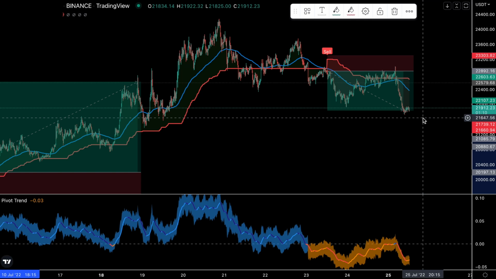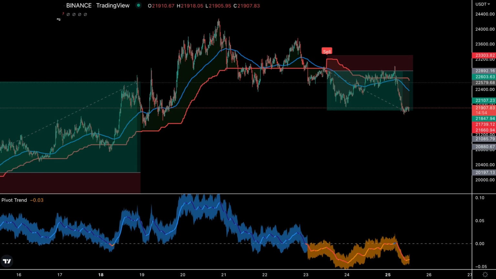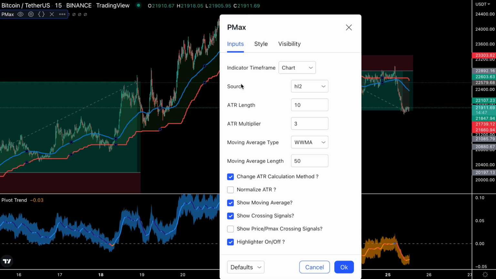Now let's take a look at the top indicator. The top indicator is one of my favorites called the profit maximizer. I've used this in my previous videos and it works really well. The link is right at the top. Do check my previous videos for that.